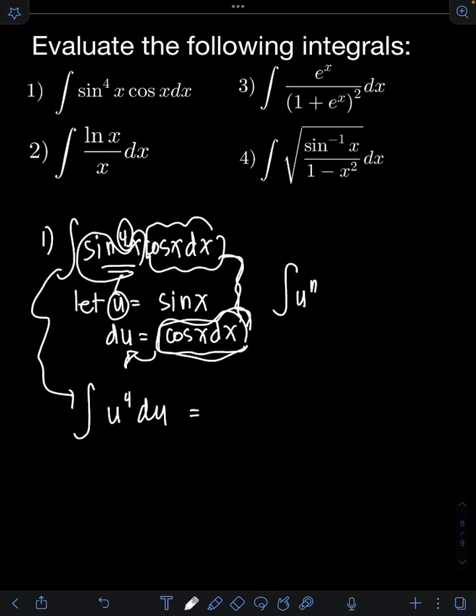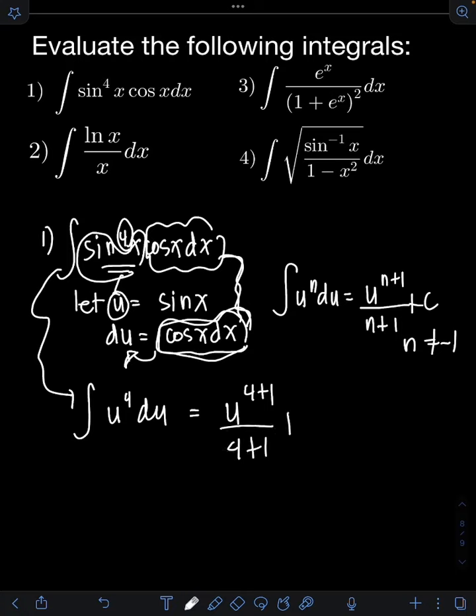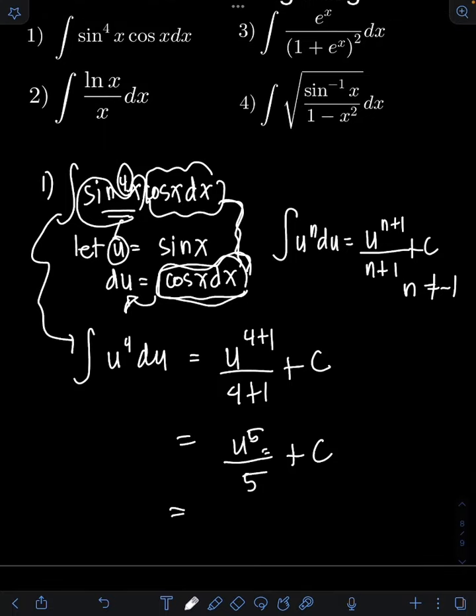That is, if we have the integral of u to the n du, it is equal to u to the n plus 1 over n plus 1 plus c, provided that n is not equal to negative 1. So therefore, the integral of u to the fourth du is equal to u raised to 4 plus 1 over 4 plus 1 plus c, or u to the 5 over 5 plus c. So, transform back the u in terms of the original variable, which is sine x. We will have 1 over 5 times sine x raised to the 5th power plus c.